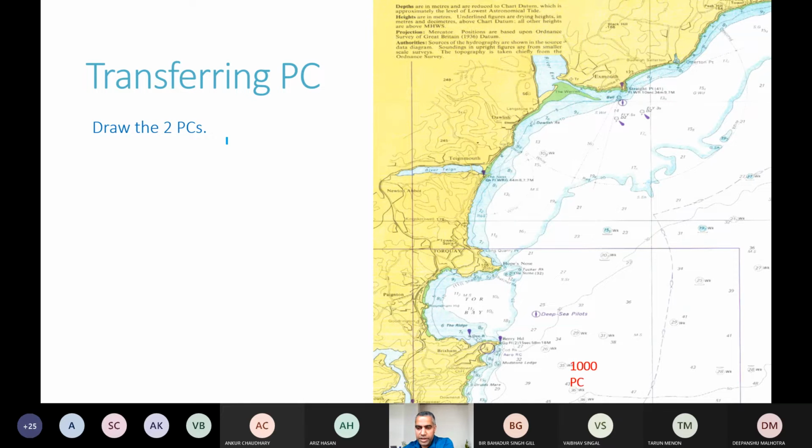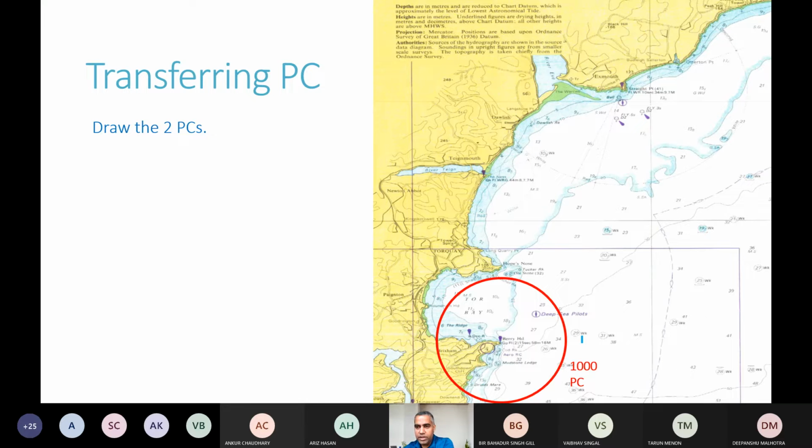Let's see where we have the position circle. One position circle we obtained at 1000 hours. So that was from Berryhead. This is the lighthouse which we have. So they gave us a range. And using that range and centered at the Berryhead lighthouse, we draw our first position circle. So we have our first position circle at 1000 hours. We have plotted it on the chart.